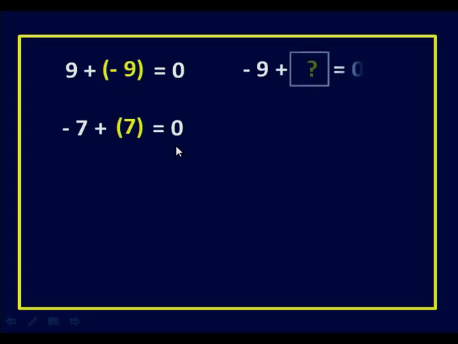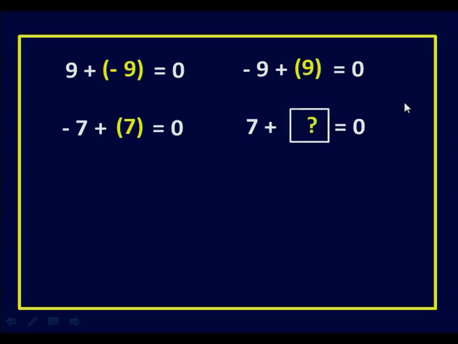Let us take one more example. Minus 9 plus which number gives you 0? So, question mark, which number should be there? Yes, plus 9. That is, minus 9 plus 9 gives you 0. Let us take the last example, that is 7 plus which number gives you 0? So, here that number should be minus 7, that is 7 plus minus 7 equal to 0.